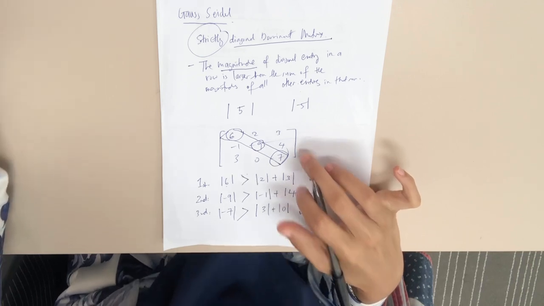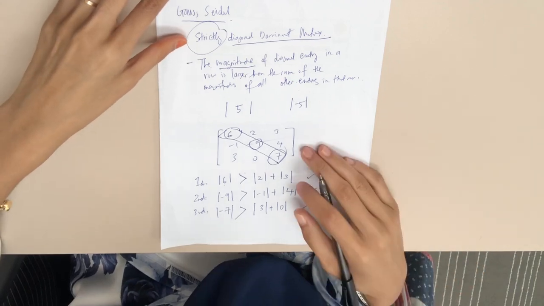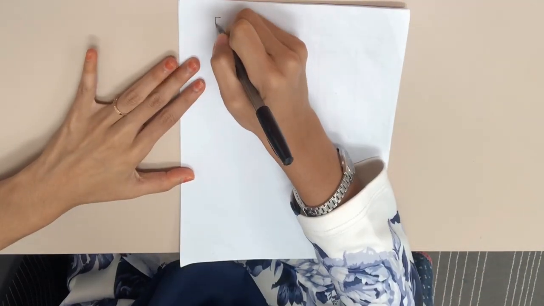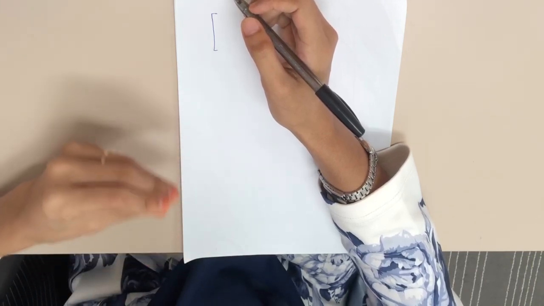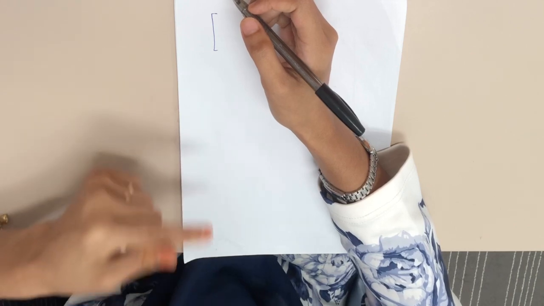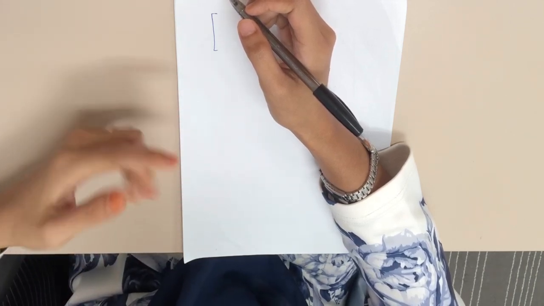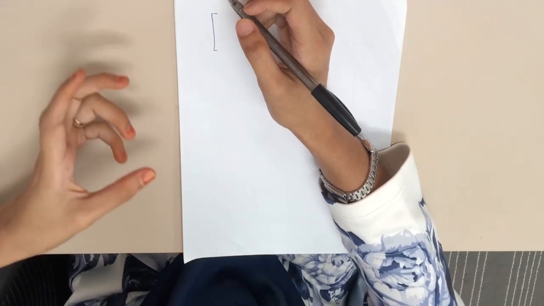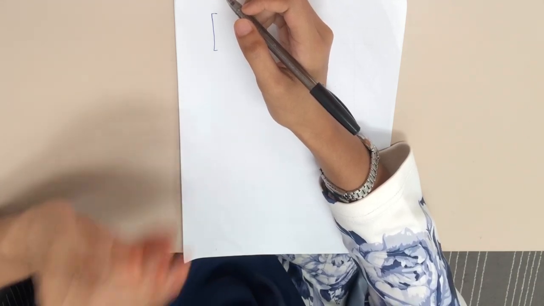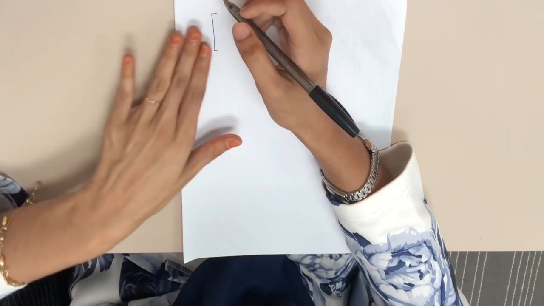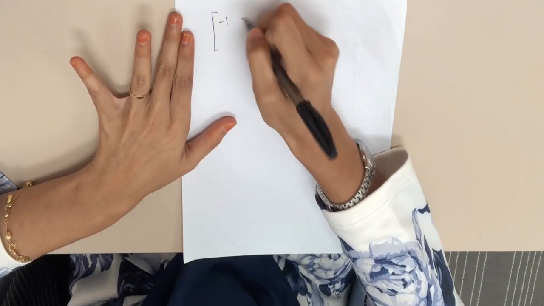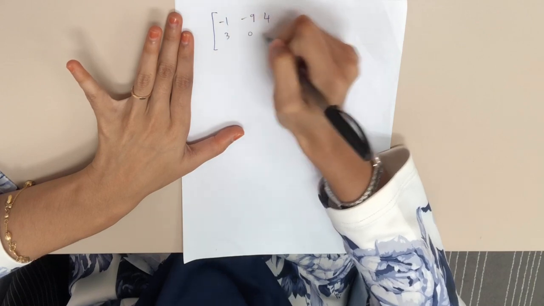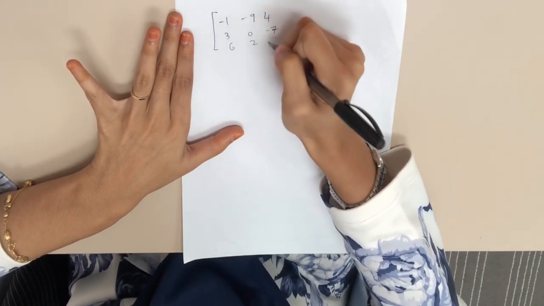Okay, there is also an example of a matrix that's not strictly diagonal dominant. For example, okay, macam ni. When the question asks you to use Gauss Seidel, the first thing is you need to check the strictly diagonal dominant. If the matrix is not diagonal dominant, you need to do something. Okay, so let's say I give you an example of a matrix that is not diagonal dominant. For example, negative 1, negative 9, 4, 3, 0, negative 7, 6, 2, 3.